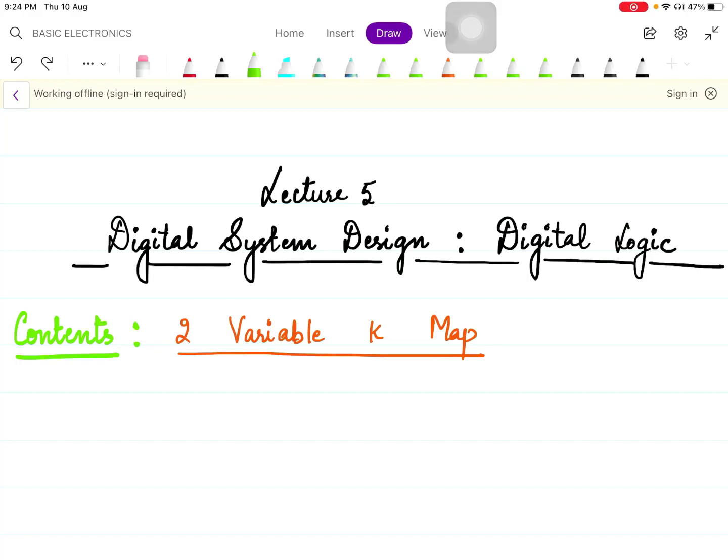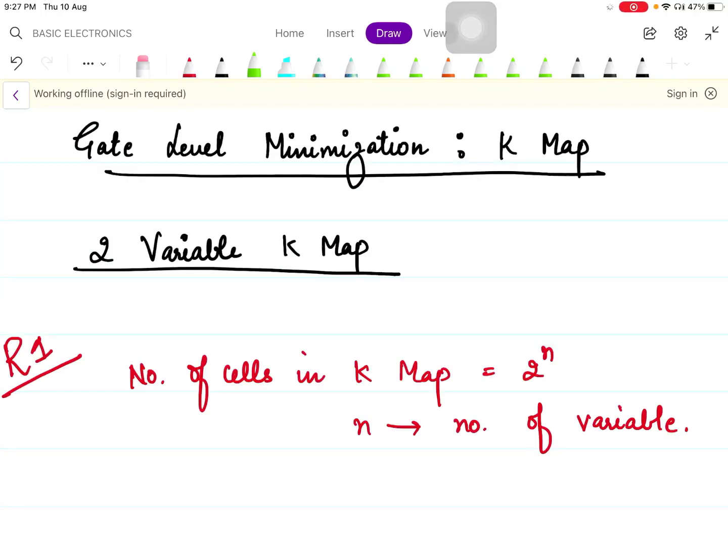Hello viewers, welcome to another lecture of Digital System Design. We are discussing Module 1, Digital Logic, and the content of today's lecture will be the two-variable K-map. So let us begin. So what is a K-map?